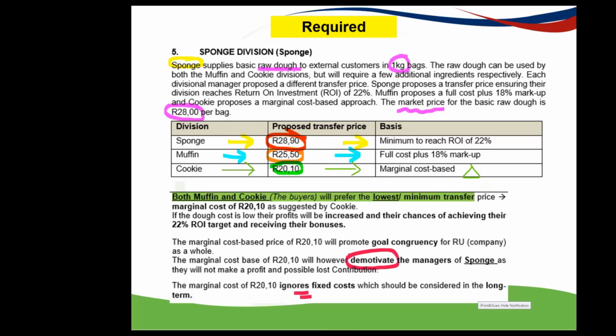Remember that the marginal cost of 20 Rand and 10 cents will then also ignore the fixed cost. And in the long term, we need to make sure that RU does cover all of its fixed cost. So maybe the marginal cost is not the best for RU as a group combined.